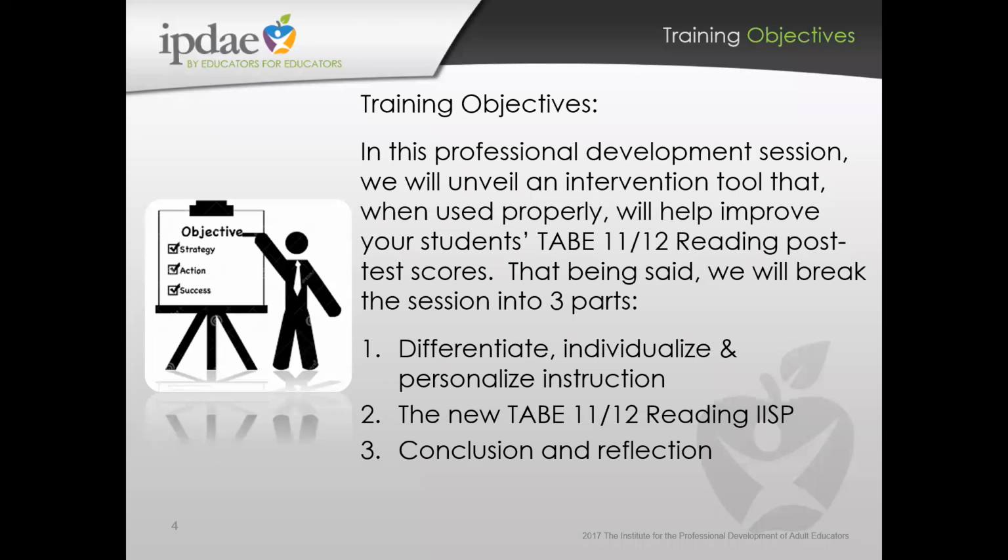In this particular session, we will unveil this IISP, which is an intervention tool that has been designed to improve your students' TABE 11-12 reading post-test scores. This long-awaited tool, the IISP for reading, will help you customize the instruction to the needs of the student, as well as provide the student with a tool to help him or her monitor progress based on mastery of content and skills. Now, a separate IISP has been developed for each of the TABE 11-12 reading level tests.